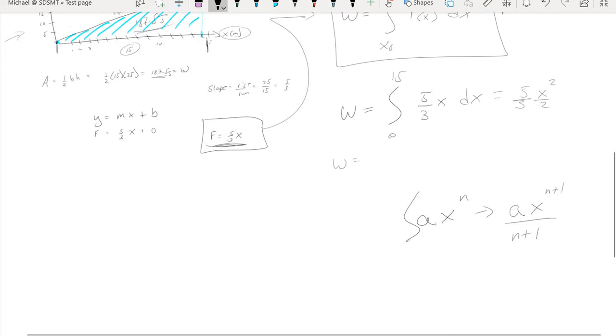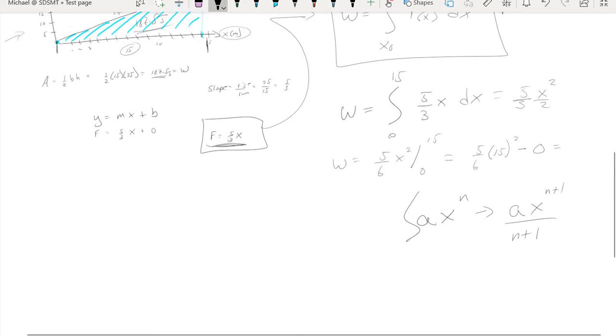Or we have 5/6 x squared evaluated from 15 to 0. 5/6 times 15 squared minus 0 will be our answer. And if we've done everything right, this should come out to equal 187.5.